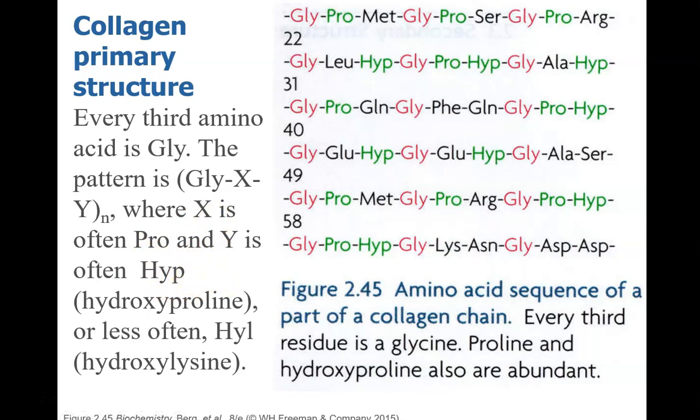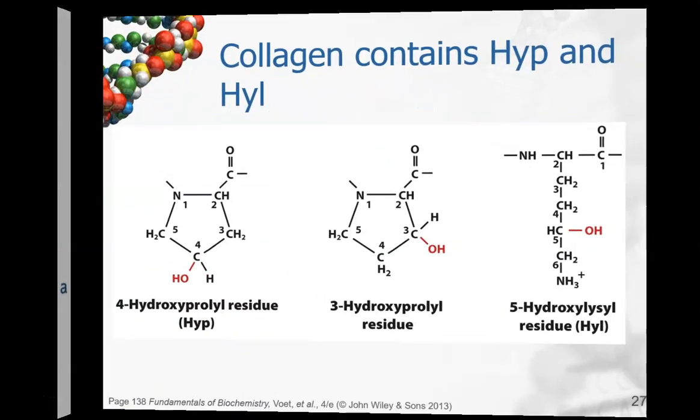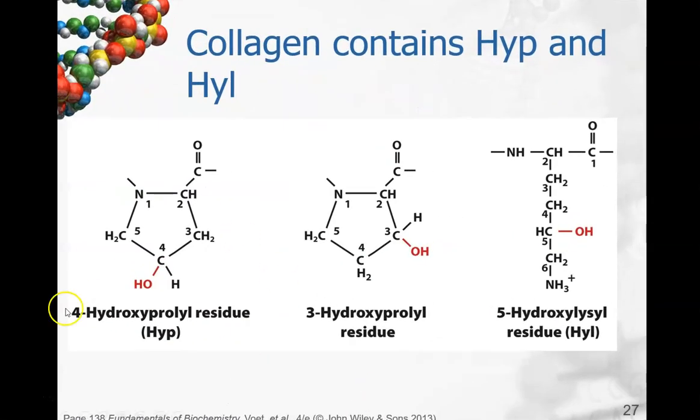That's not one of the 20. It's an amino acid that is hydroxylated. Proline is hydroxylated after the protein is translated. And less often you might have hydroxylysine. So let's look at this. Our proline could be hydroxylated on carbon number 4 or carbon number 3. The lysine could be hydroxylated on carbon number 5 of the lysine. So again, these aren't the standard amino acids. You have to make the protein first, and then you will hydroxylate these certain amino acid residues.